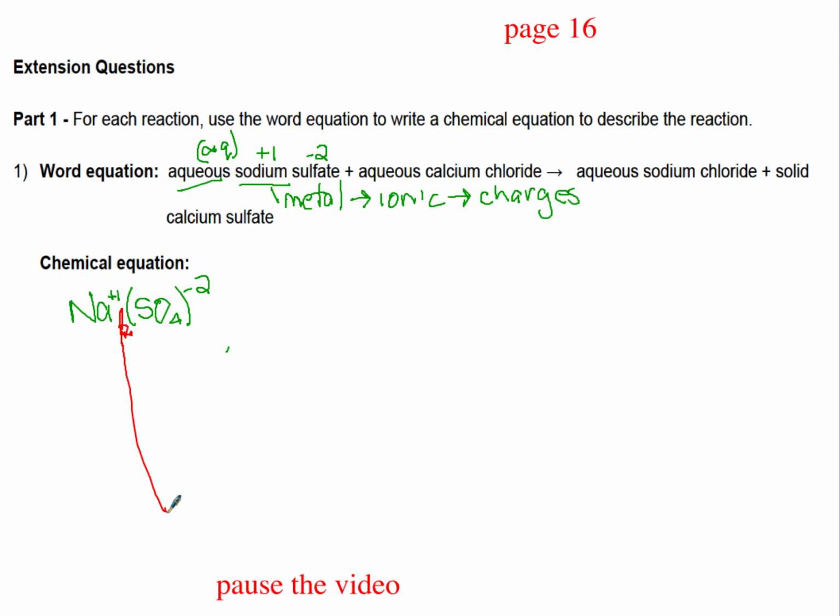Let's redo that. The 2 drops down to here, and the 1 is here, so it's just Na2SO4. And then the plus sign here, plus, and then again, it's aqueous. Aqueous.